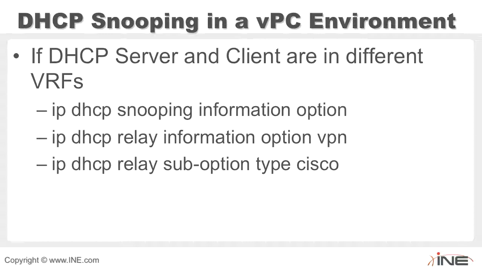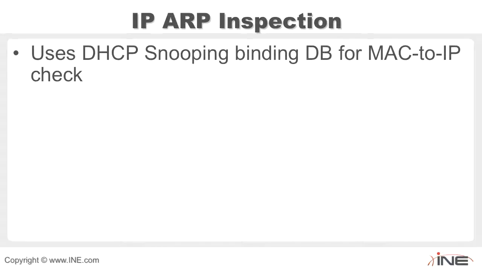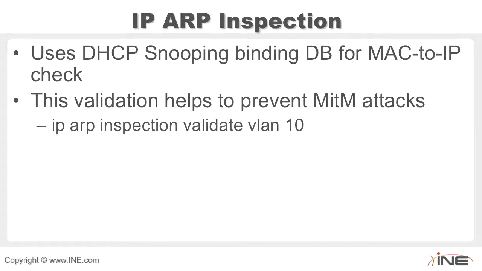Okay, so that's using option 82 and the Cisco-specific sub-option in order to allow it to go across, or transit across, VRFs. So IP ARP inspection is something that basically uses the DHCP snooping binding database in order to build a MAC to IP address check. So this validation helps to prevent man-in-the-middle attacks, and we do have to have DHCP snooping turned on for the particular VLAN that we want to run ARP inspection.